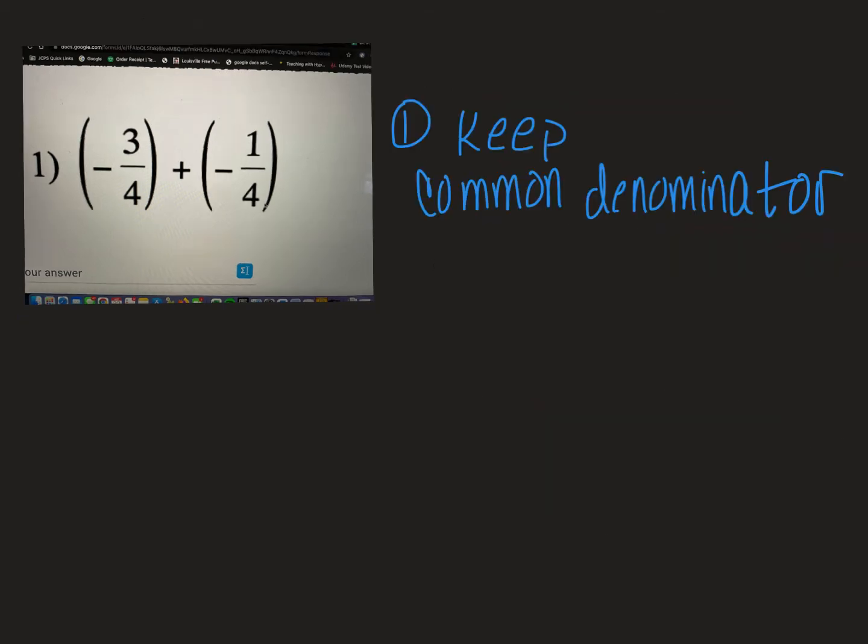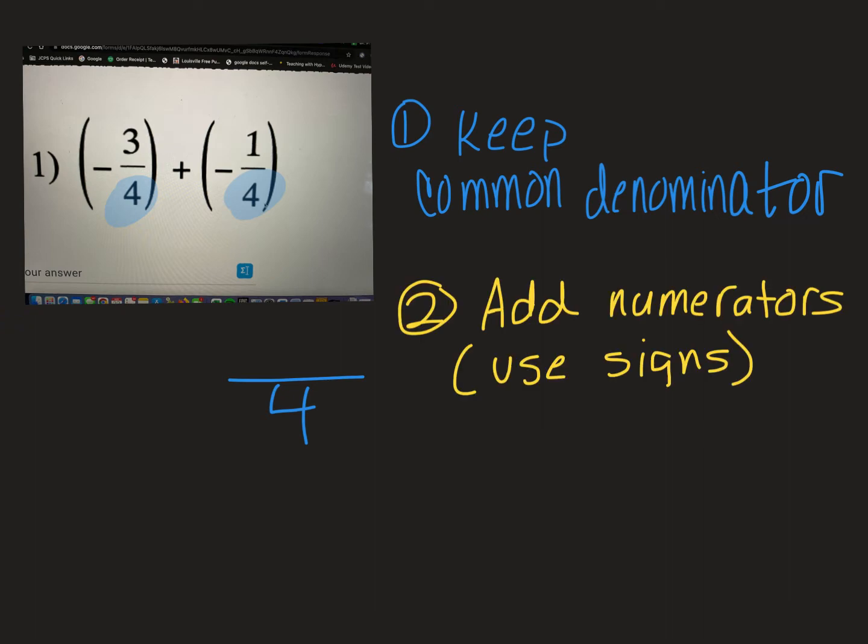So in our first step, because both of these fractions have a 4 as the common denominator, we're going to keep a 4. Then in step 2, we are going to add the numerators, and we need to keep the signs in consideration too. Here we have a 3 with a negative in front of it, so that's going to be a negative 3. And then we have a 1 that also has a negative. So we're adding negative 3 plus negative 1, which equals a negative 4. So far we have negative 4 over 4.